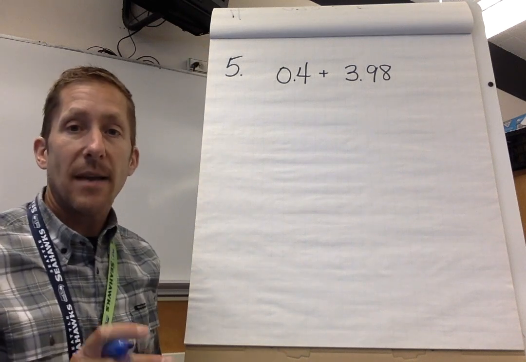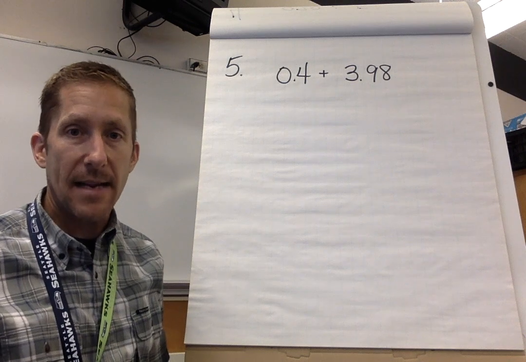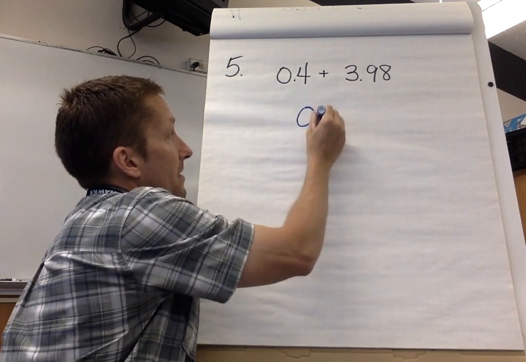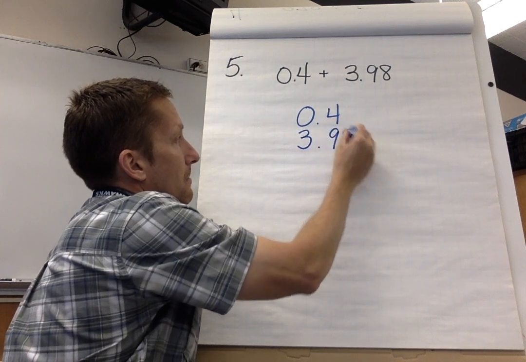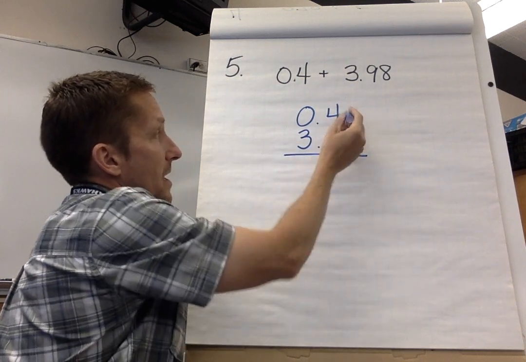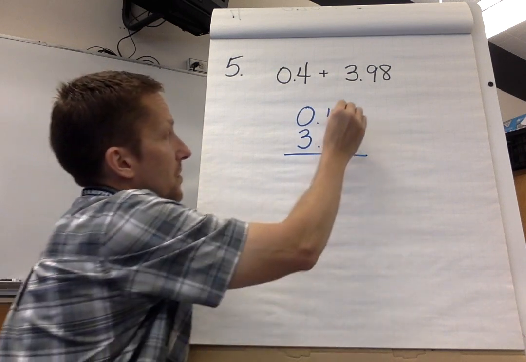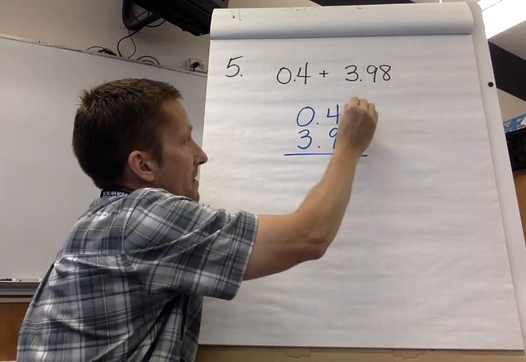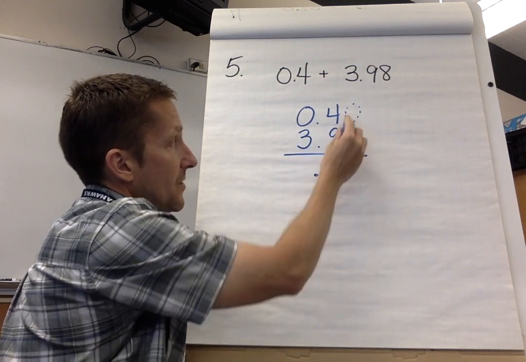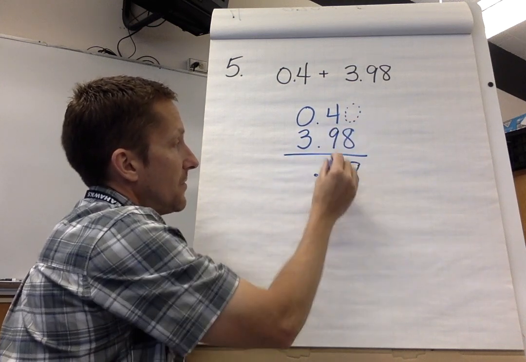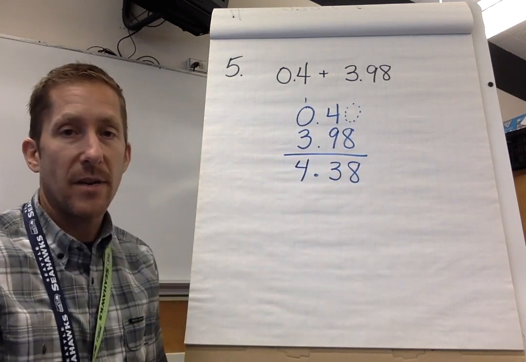Adding decimals. The big idea when you're adding or subtracting decimals is the decimals have to be lined up. I'm going to rewrite it so that they are. You can fill in gaps with zeros if you choose. So I could put a 0 right here. Now I'm just adding. My decimal comes straight down. 0 and 8 is 8. 4 and 9 is 13. Carry the 1. 4.38.